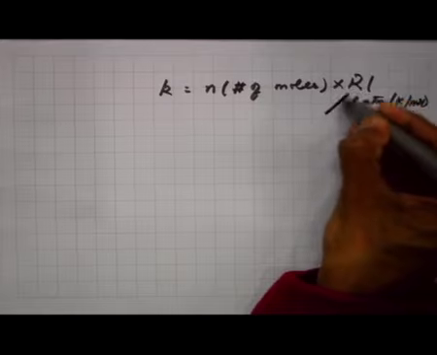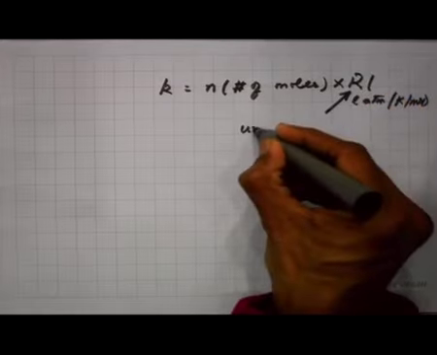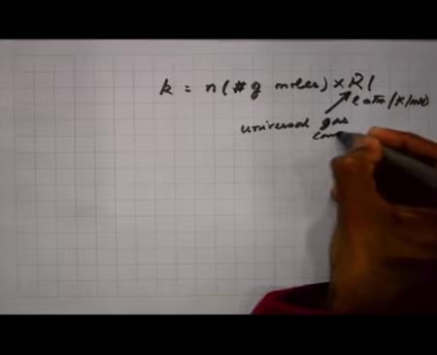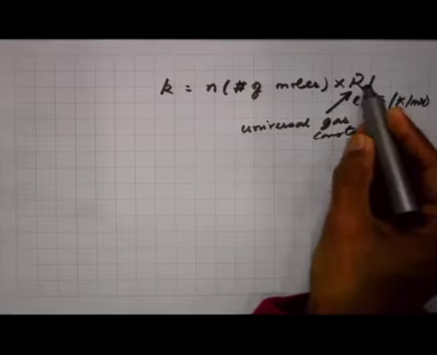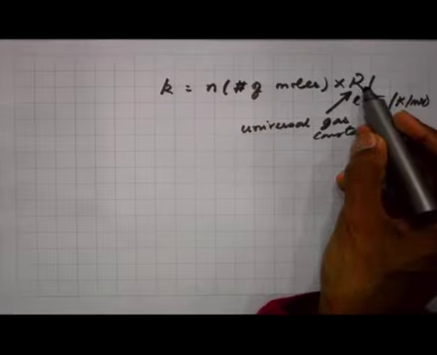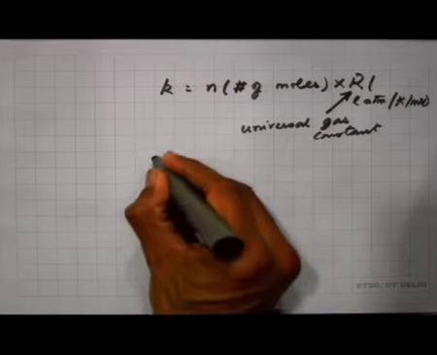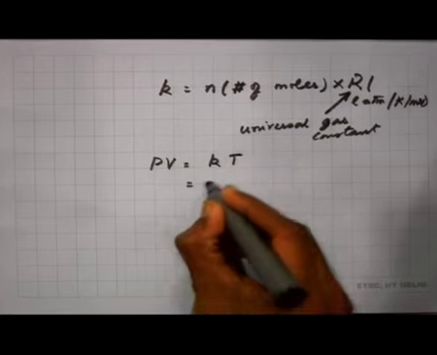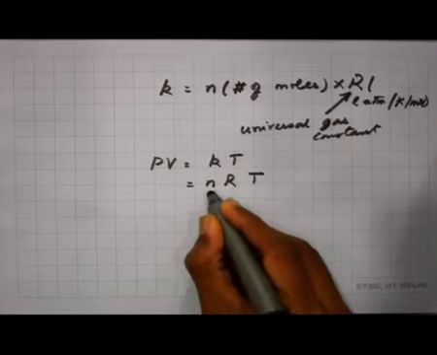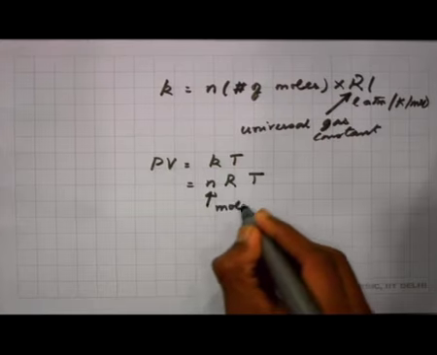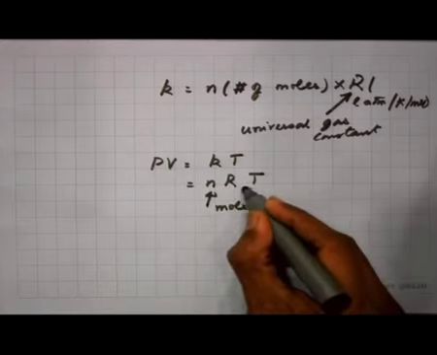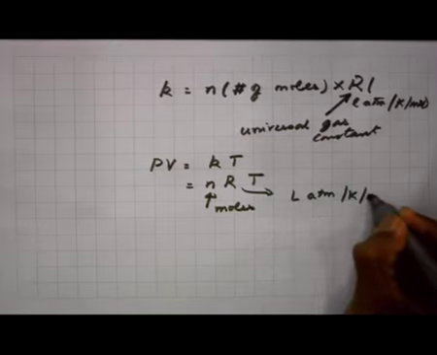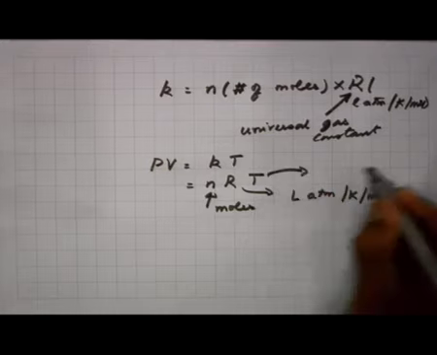And this quantity here is called the universal gas constant. No matter which gas you take, this is independent of the gas that you have. So now you could rewrite this as PV. Rather than write it as KT, we will write it as nRT, where n has units of moles, R has units of liter atmosphere per Kelvin per mole, and T is in Kelvin.